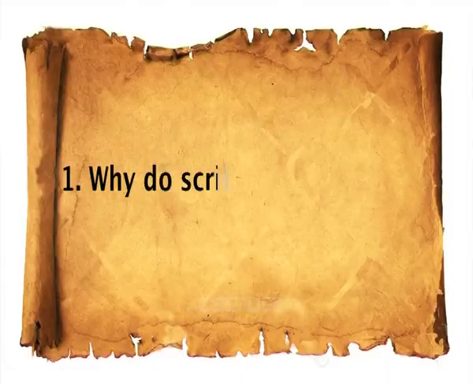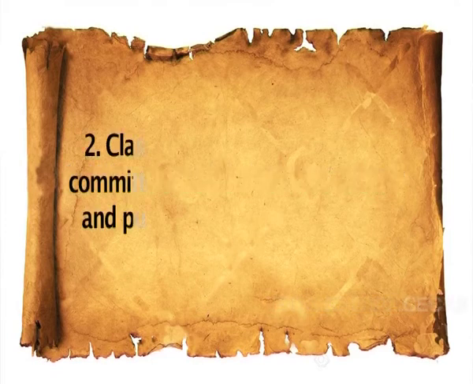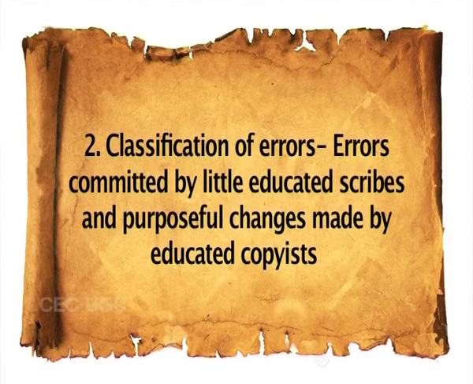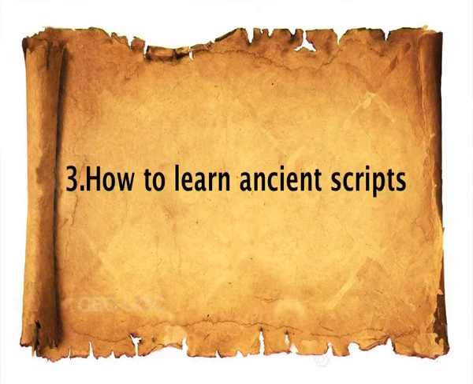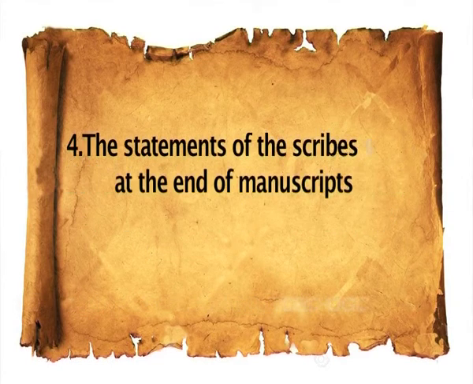Hello viewers, in this episode I am going to inform you about the errors seen in the readings of the text available in the manuscripts, and what the scribes state regarding their effort in preserving the readings by manual copying. This episode is divided into 5 segments: why do scribal errors occur, classification of errors, errors committed by little educated scribes and purposeful changes made by educated copyists, how to learn ancient scripts, and the statements of the scribes seen at the end of manuscripts.